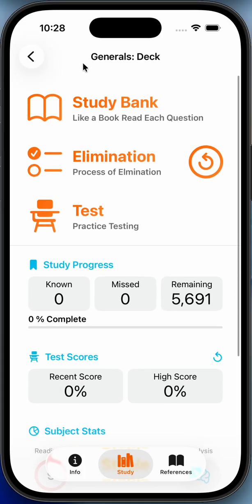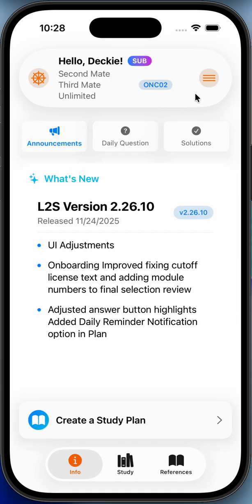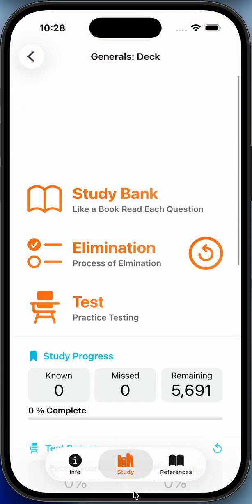So let's say I'm studying for multiple profiles, which I don't think anyone would, like a third mate's license and an AB license. But if that were so, and there's one question that shows up on both exams, both licenses or endorsements, the question stats are going to be the same. So how many times I've missed that question will still show up for both sides. That's just the explanation for subject stats.